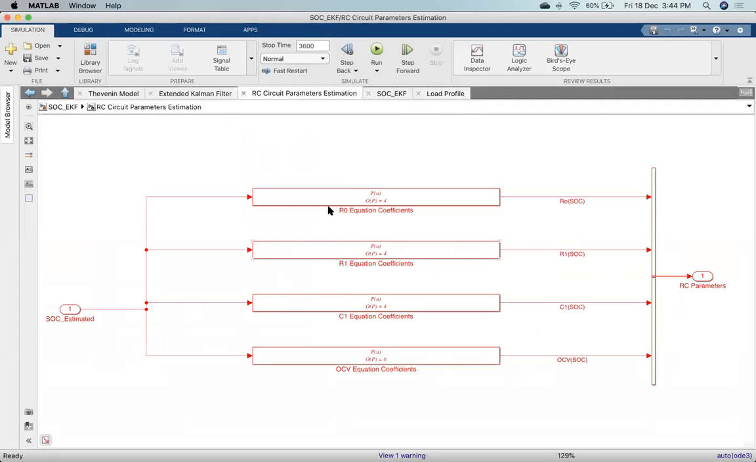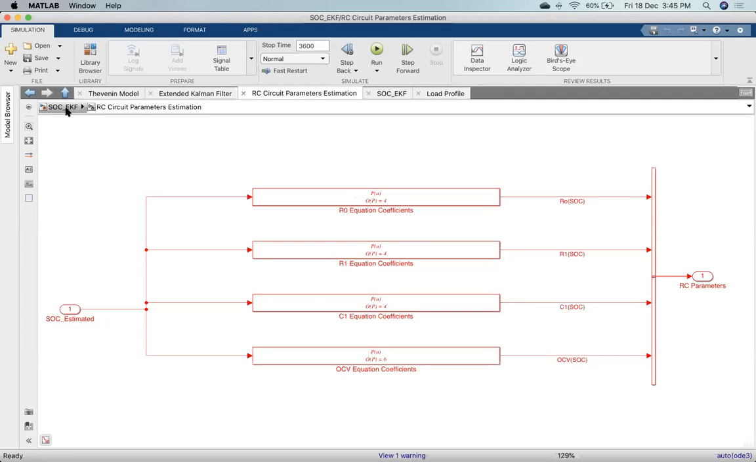As I told you, these are RC equations. In order to get these equations, we have to do some kind of test, called a hybrid pulse power characterization test, or an electrochemical impedance spectroscopy test. When you do those tests, we get the resistance that the cell has and the resistance behavior. Based on that, for each SOC level, we get the data and form a lookup table. Based on that lookup table, we estimate how the internal resistance of the cell varies with respect to state of charge. Those equations are kept in these blocks.